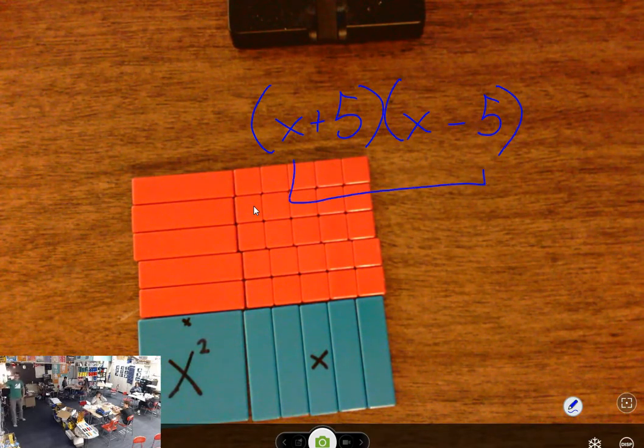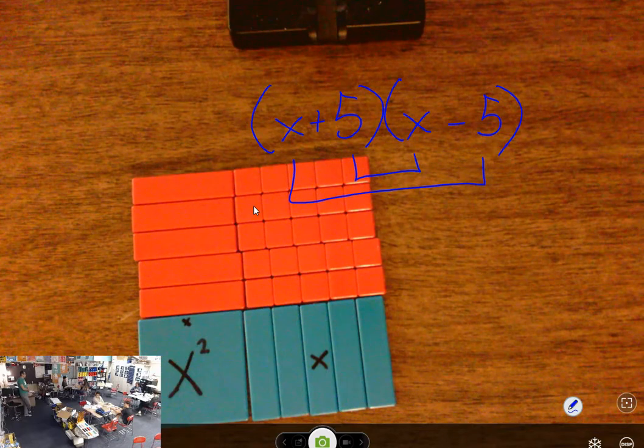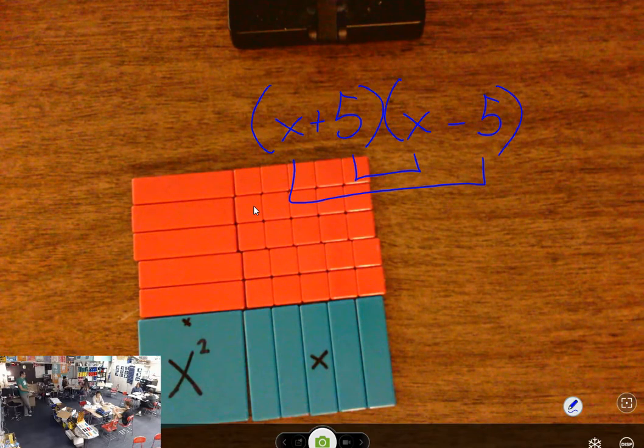My outer and my inner, when this situation happens, will always be additive inverses. Hence, a difference of squares deletes your middle term. And that's why we call it a difference of squares as opposed to a perfect square trinomial. Perfect square trinomial, same dimensions both ways, makes a square, you have all three terms. Difference of squares deletes that middle term, but you could still model it with a square. Make sense? Are we going to do the last one?